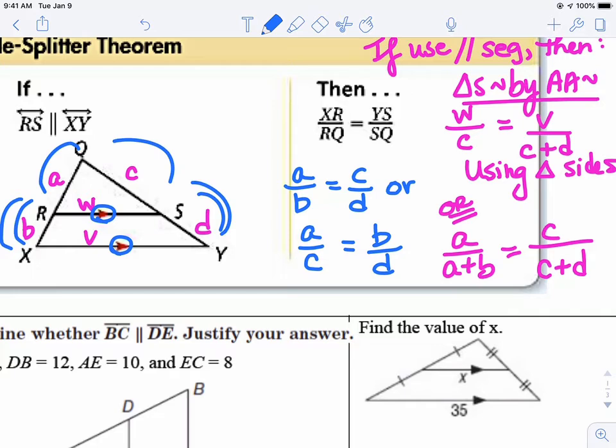This is super important that you understand the difference between these two, because this is a really common mistake. For this one over here, people try to do W is to C as V is to D, and that doesn't work because W and V, being the parallel segments, have to be proportional using the similar triangles.